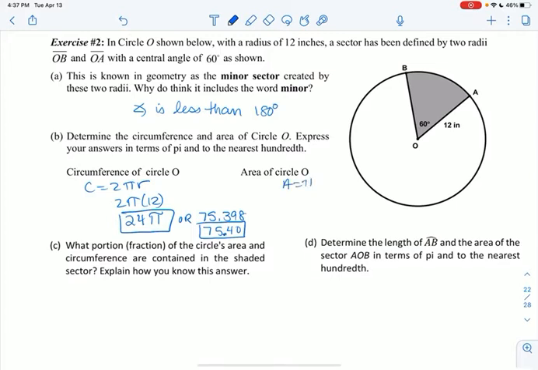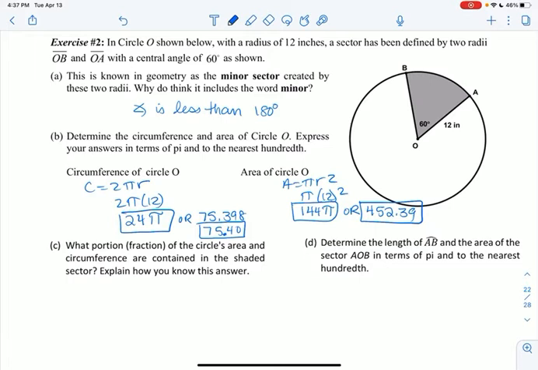Area is pi r squared. So pi times 12 squared. Well, 12 squared is 144, so there's my area in terms of pi. Or to the nearest hundredth, I do 144 times pi in my calculator, and that gives me 452.39. So that's the area of the entire circle, and that's the circumference of the entire circle.